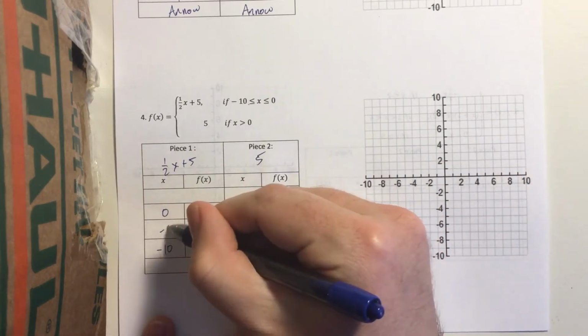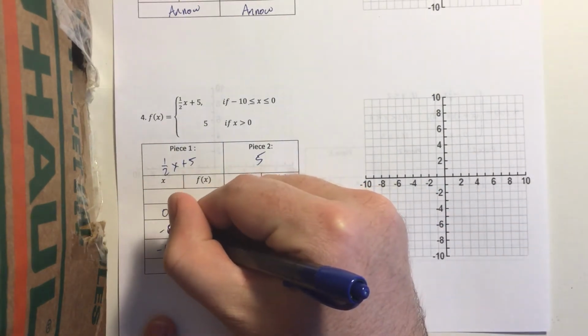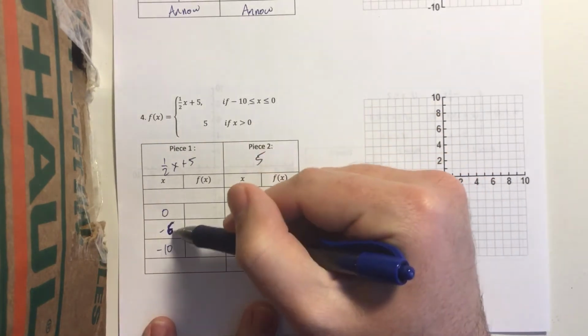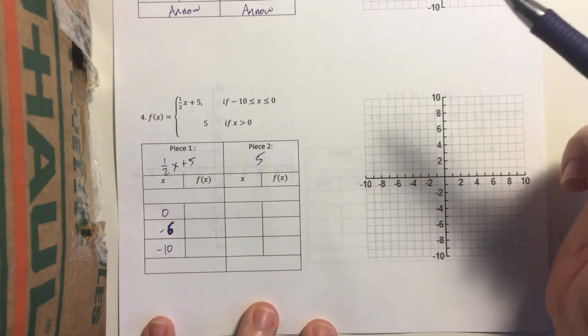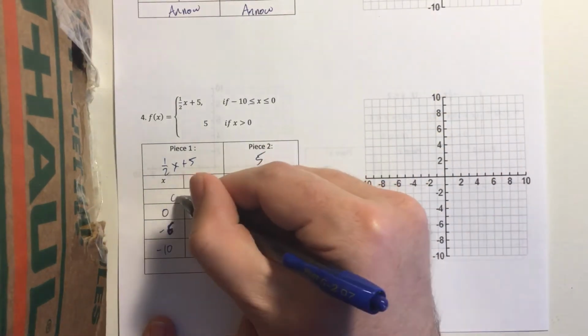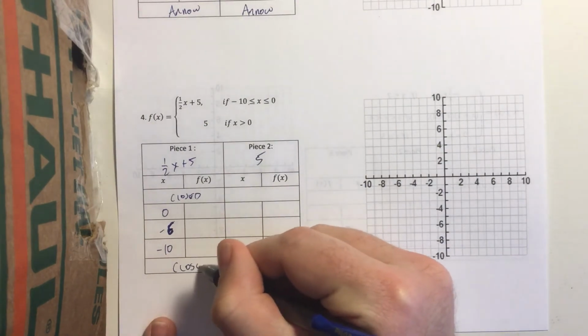And then any other value, I'll just do -5 since it's in the middle. You know what? No, let's do -6. You can pick any value you want, but that'll be a nicer number. And let's see here. At 0, it's going to be closed, since it's less than or equal. And at -10, it's going to be closed, since it's greater than or equal.